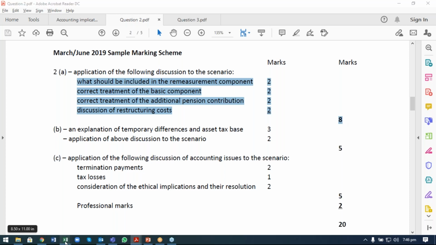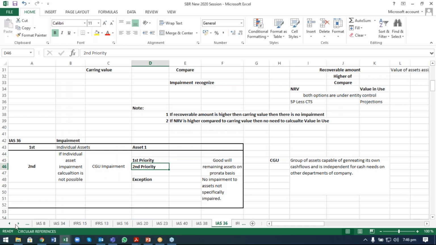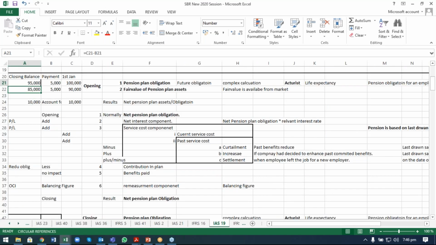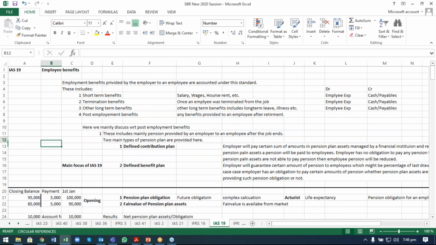So moving back to IAS 19, I'm just explaining how IAS 19 is accounted for. IAS 19 is related to employee benefits. Employee benefits include many things: short-term benefits, termination benefits, other long-term benefits. Other long-term benefits include long-term leaves, wages, illnesses, and post-employment benefits. So there are 4 basic items. Those should be provided within this scenario, that is, what items should be accounted for under these 2 criteria.